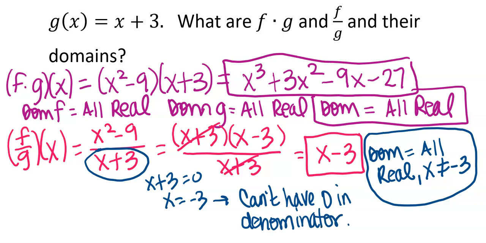Okay, does that make sense? So in the division ones, do the domain first. It's always determined by that bottom part.